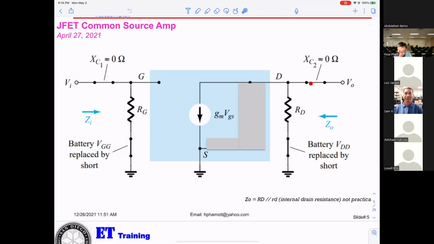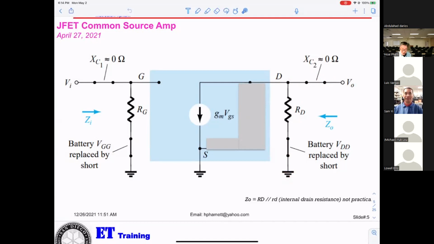And capacitor C2 you don't see anymore, just like the wire, they shorted. Also battery VDD is replaced by a short. However, from the drain you get the RD, so RD now will be shorted to ground.